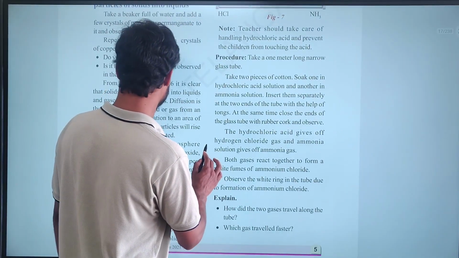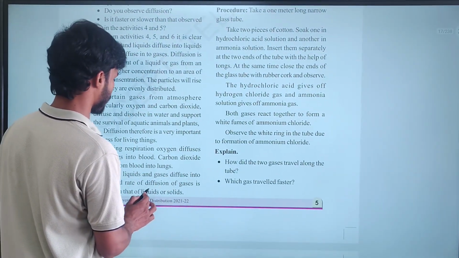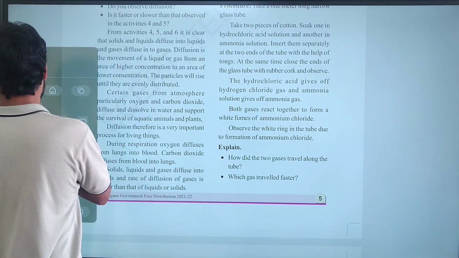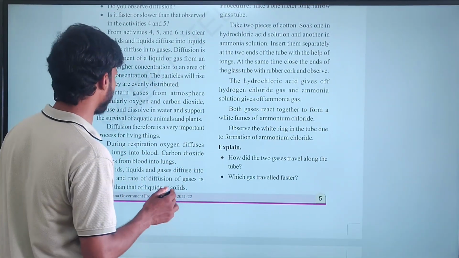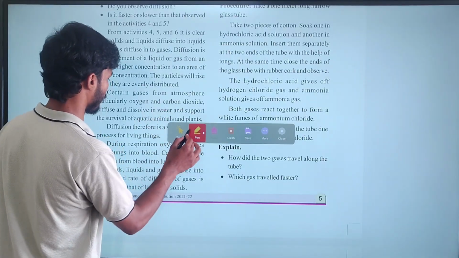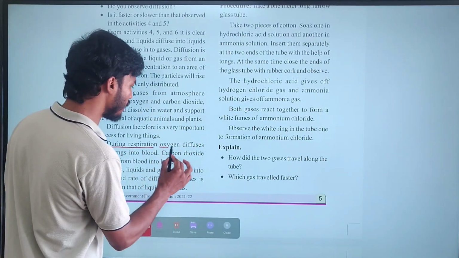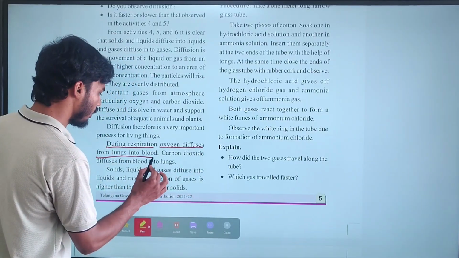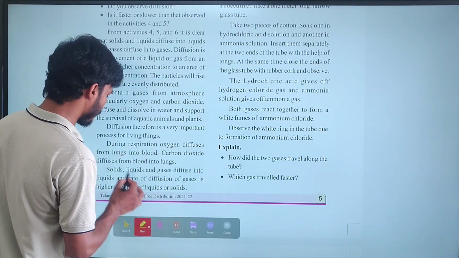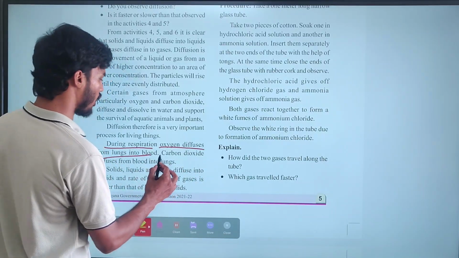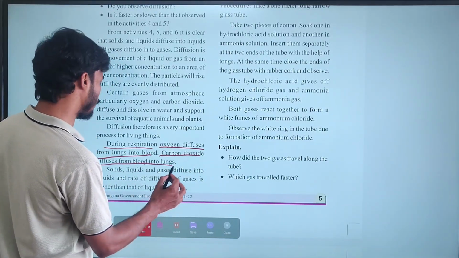Next, what is given? Substances that occur in our body. During respiration, oxygen diffuses from the lungs into the blood. Carbon dioxide diffuses from the blood into the lungs.